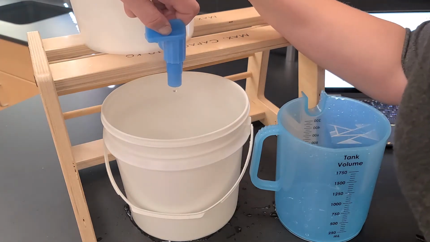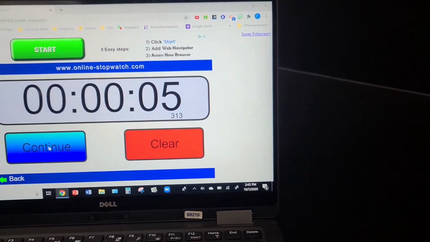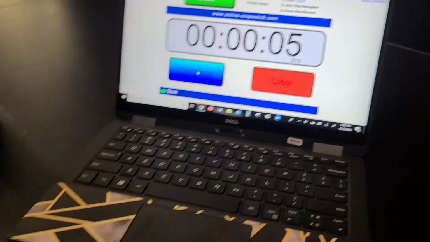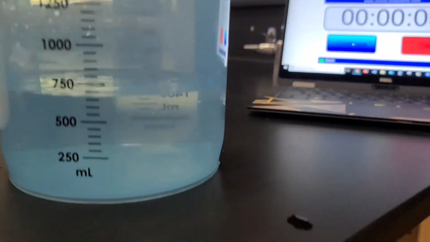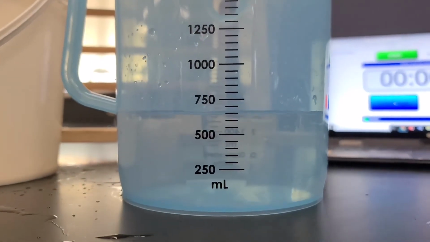And start off. So time is 5 seconds, so 5.313 seconds. I realize I'm trying to do too much at once, pouring this in and everything. So after 5 seconds, we get this for our tank volume. Again, think about the resolution.